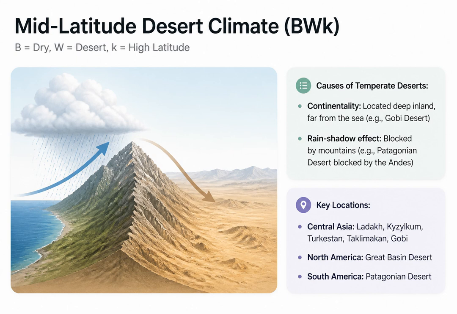The first is continentality. Deserts like the Gobi are situated on massive plateaus deep within the continental interior, so far from the sea that rain-bearing winds simply run out of moisture before reaching them. The second reason is the rain shadow effect, which is exactly what creates the Patagonian Desert in Argentina, sitting in the shadow of the Andes. Other notable mid-latitude deserts include Ladakh, the Taklamakan in Central Asia, and the Great Basin in the U.S.